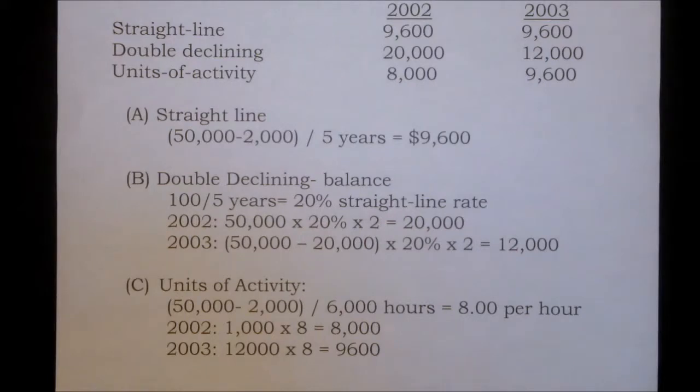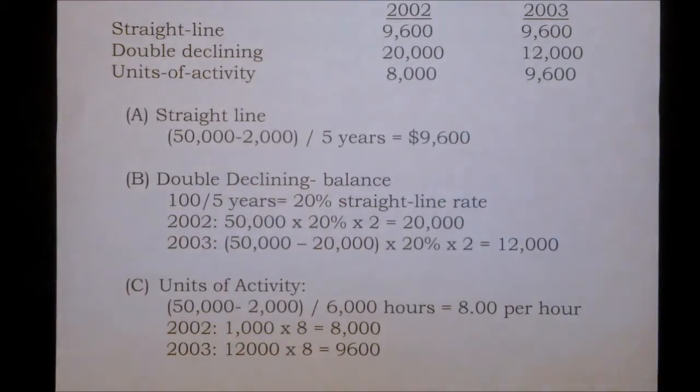Lastly, we'll do units of activity. We'll take the cost of the asset minus the residual value, so that will be $50,000 minus $2,000, and we'll divide it by 6,000 hours, and we'll get $8 per hour. In 2002, we multiply 1,000 by 8, and we'll get $8,000. And in 2003, we multiply 1,200 by 8, and we'll get $9,600.